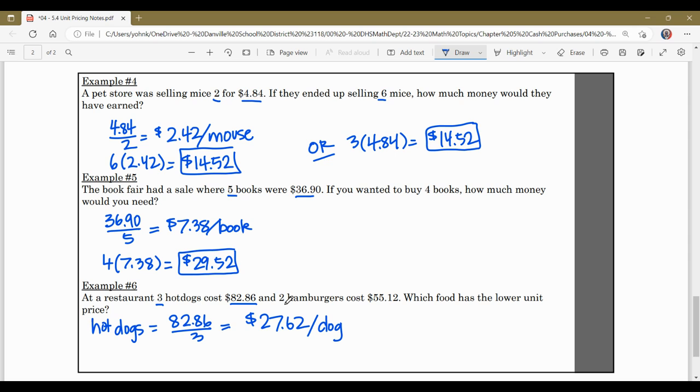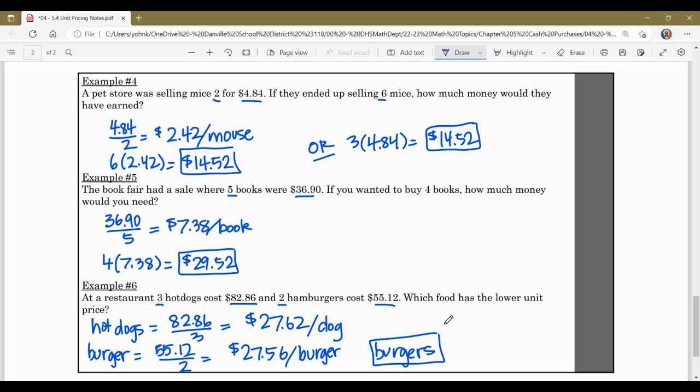Then I have 2 hamburgers for $55.12. So we got a burger, we pay $55.12 and we get 2. This is $27.56 per burger. So the question is, which food has the lower unit price? Well, $27.56 is lower by 6 pennies. So we're going to say the burgers. Burgers have the lower unit price.